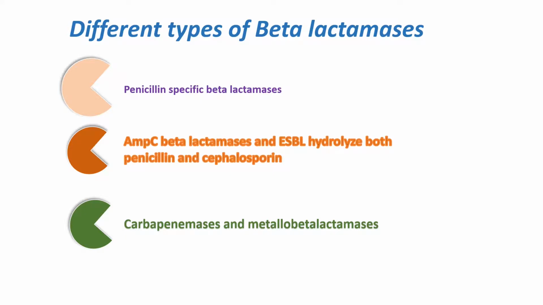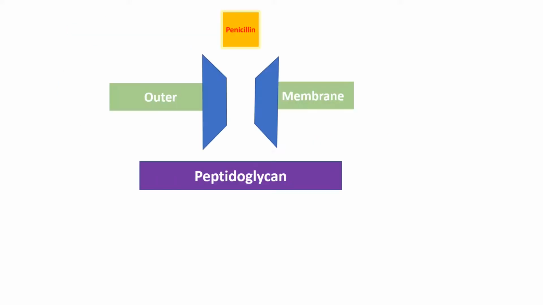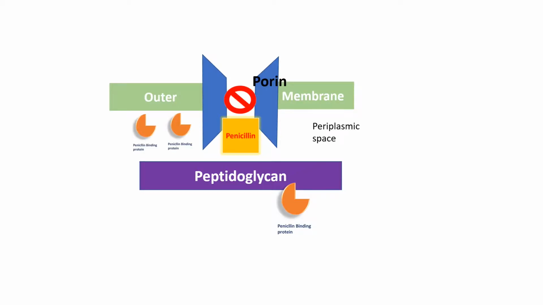The second way of development of resistance is by modification of penicillin binding proteins. Third mechanism is by impaired penetration of drug to target penicillin binding proteins. This mechanism occurs only in gram-negative species because they have the impermeable outer membrane of cell wall, which is absent in case of gram-positive organisms.